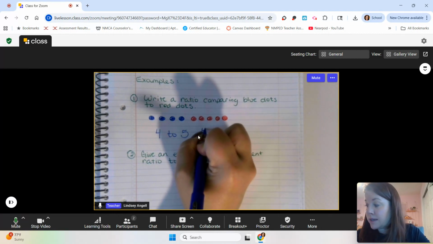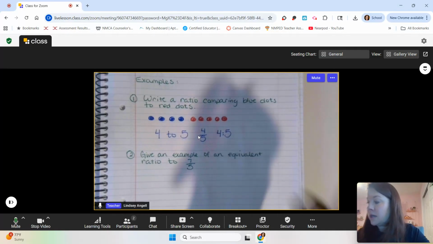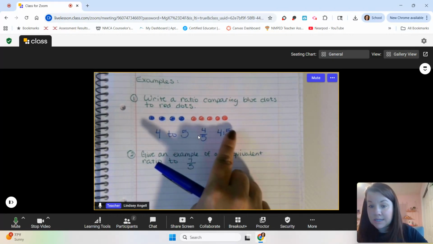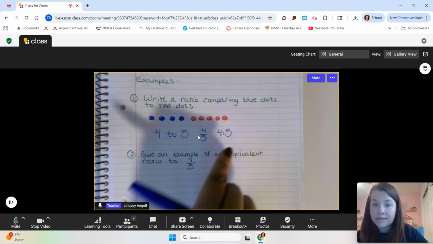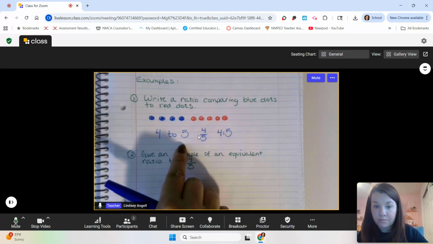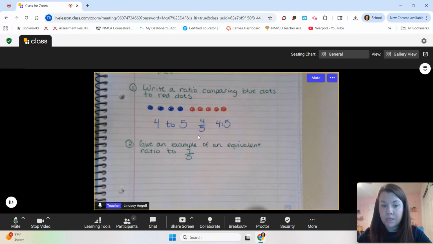I could write it as a fraction. I could also write it using the colon. So it is important for you to pay attention to the order that it presents it in. If it had said red to blue, I would have had to flip those. I would have said 5 to 4. Okay, so you do need to pay attention to that throughout your lesson.